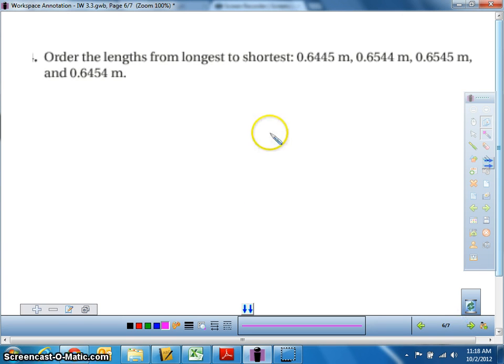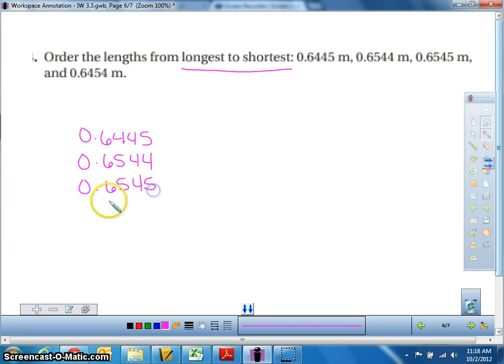So now I want you to try this one. Order the lengths from longest to shortest. We're going longest to shortest. So go ahead and pause and put these in order. I'll give you a minute here. All right, so when you did this, when you lined them up, we had 0.6445. We had 0.6544. We had 0.6545. And last but not least, we had 0.6454. This is what you should have done.